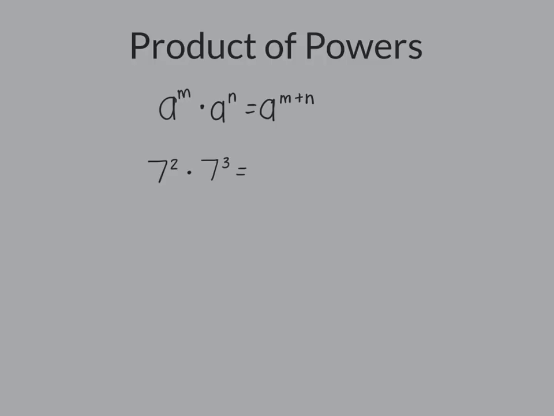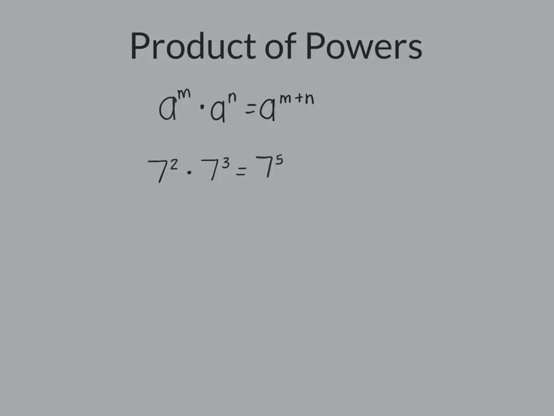The product of powers rule is when you have exponents that have the same base. The base is the bigger number down below and the exponent is the little number up above. So they have the same base. When you're multiplying exponents that have the same base, you can just add the exponents to simplify this answer. So an example, 7 to the power of 2 times 7 to the power of 3 would equal 2 plus 3 is 5, 7 to the power of 5.